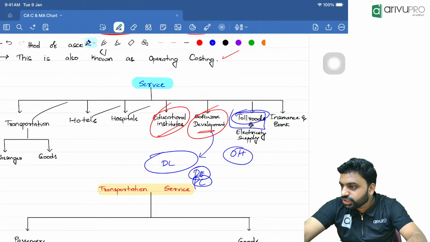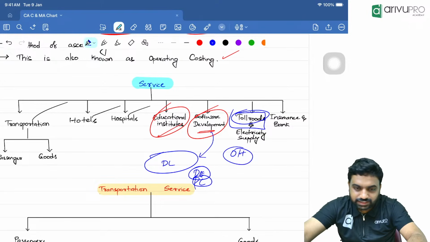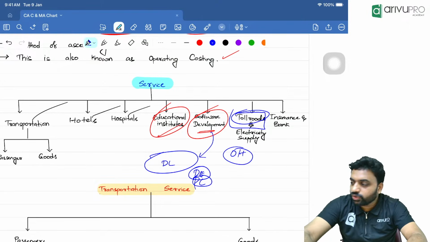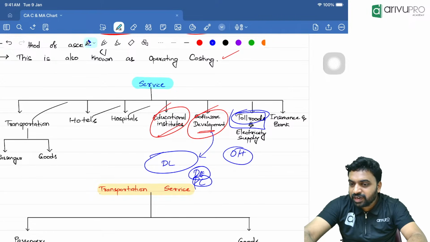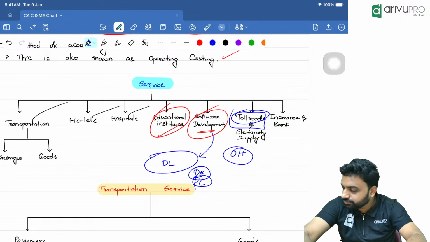Next is insurance. Insurance is very simple. We'll find out the total cost, then we'll divide it by the number of policies, and we'll get the cost per policy. While dividing the cost, we might divide it into marketing cost, operation cost or service cost, or after-sale cost or claim management, etc. That they will ask in the question only.